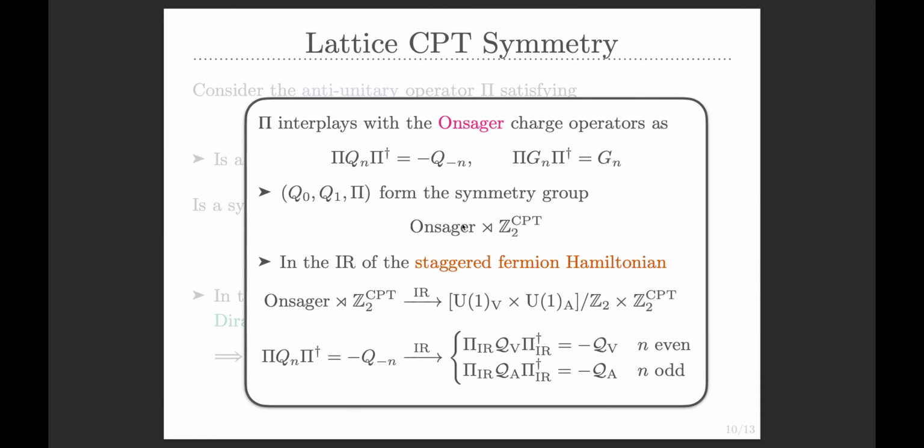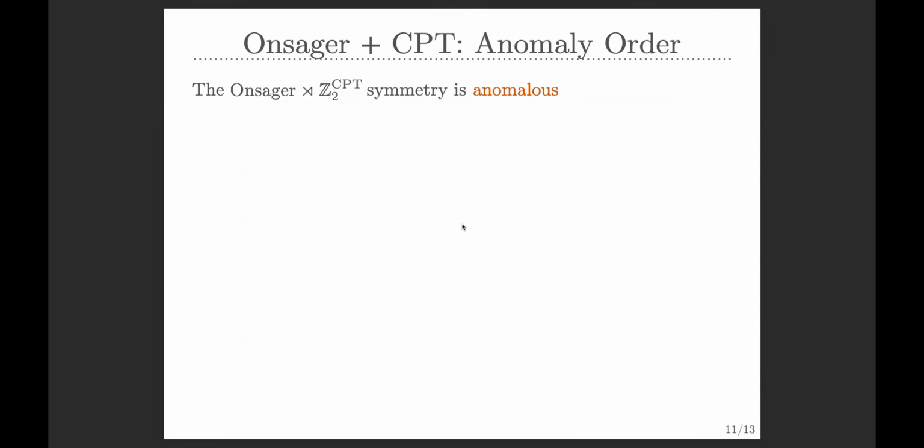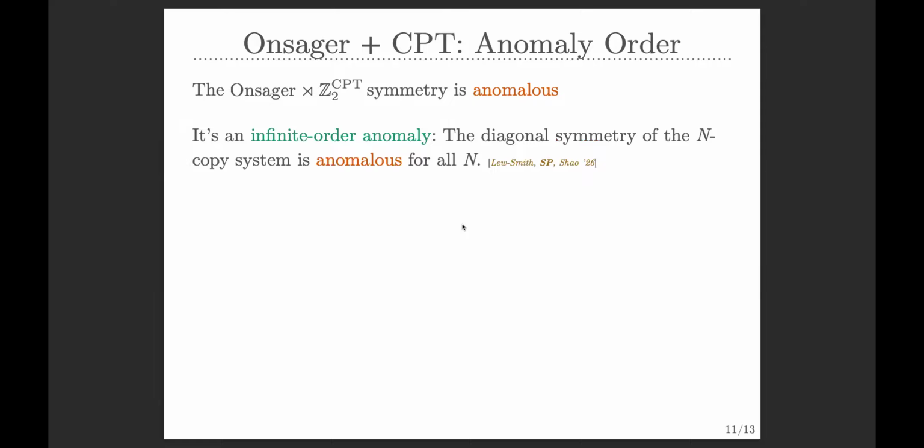Okay, so now we're going to enforce this Onsager semi-direct Z2 CPT symmetry. And this symmetry is obviously anomalous, right? The Onsager symmetry is anomalous. Adding additional symmetry is not going to get rid of the anomaly. But the question is, well, what is this order now? And using the same exact method we just used for the order 2 case, we can show that it's order infinity. What, of course, that means is that if you take this n copy system and only preserve the diagonal symmetry of Onsager semi-direct CPT, that n copy system will never have a unique gapped ground state, regardless of what n.